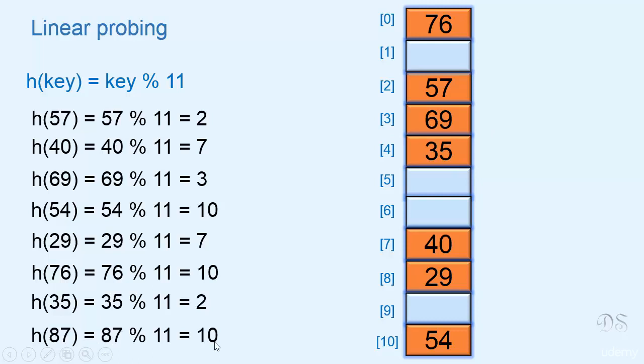Next we have to insert this key 87. It is mapped to location 10. Location 10 is already occupied, so we look at the next location. This is also occupied, so now we look at location 1. It is empty, so we insert the key here. So this was the explanation of how insertion is done in the case of linear probing. Now let's see how to retrieve a record.